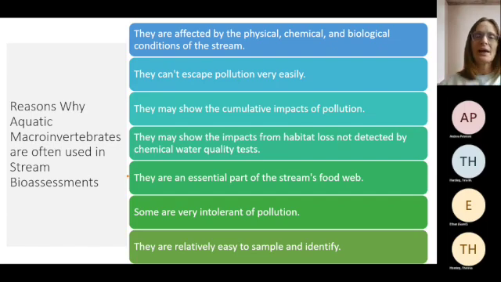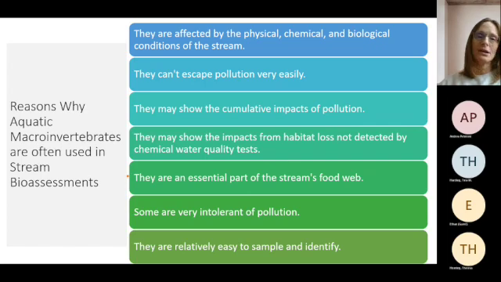Fourth one, they show the impacts of habitat loss that might not otherwise be detected by chemical testing. Fifth one is they are an essential part of the stream's food web. So they are a source of food for other animals, and some macroinvertebrates eat other macroinvertebrates. So they're all a part of the stream food web.